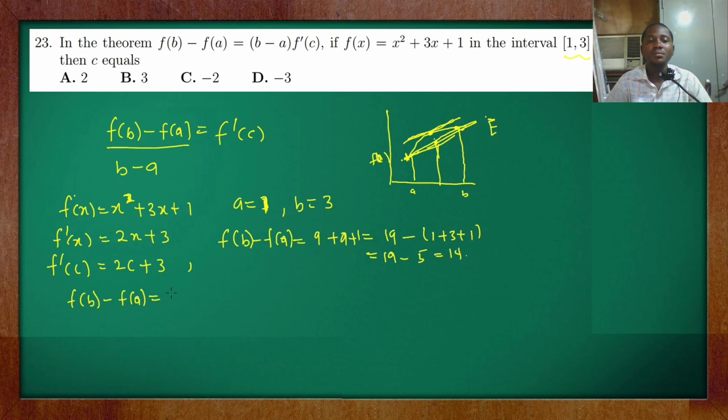So f of b minus f of a is what? Is 14. Then over b minus a, that's 3 minus 1, that's 2. That means I have this to be 7. Okay, so here, that means that I have 2c plus 3 to be equal to 7. So if I collect like terms, that means I'm going to have 2c to be equal to 7 minus 3, which is 4. Then divide both sides by 2. That means I'm going to have c to be 2.